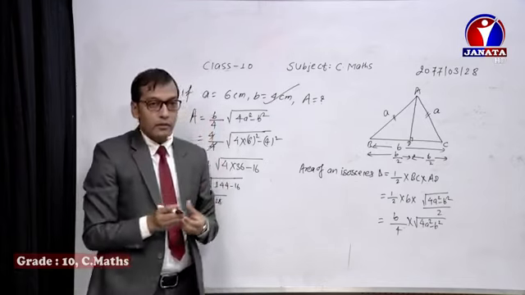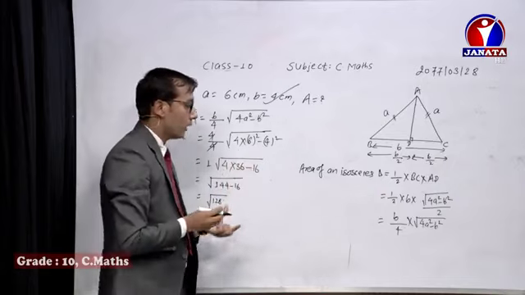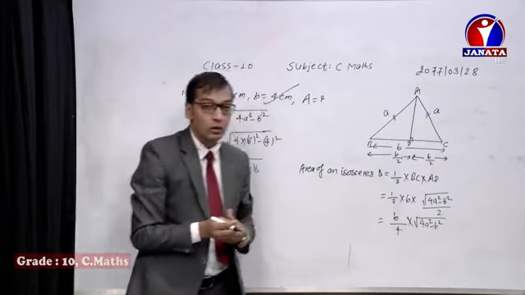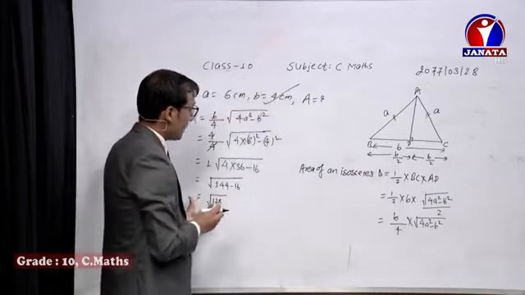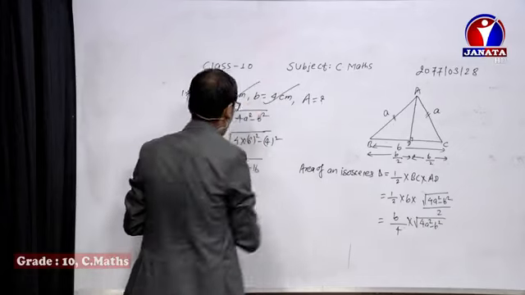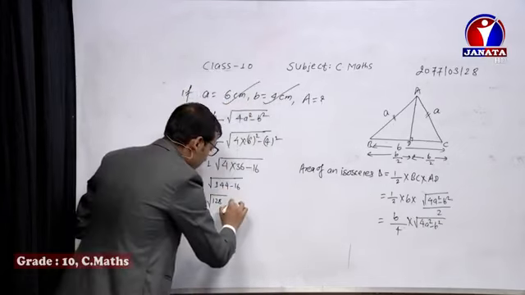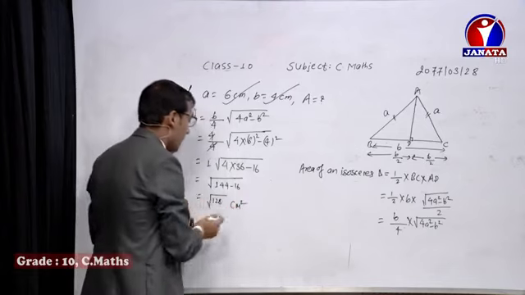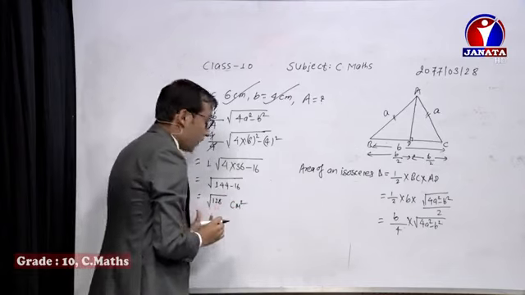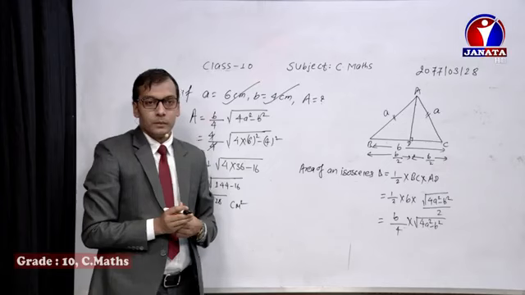Similarly, we can find the area of the triangle when A and B are known. What is the unit of side? Centimeter. So this is cm square, and we can take out from the square root.